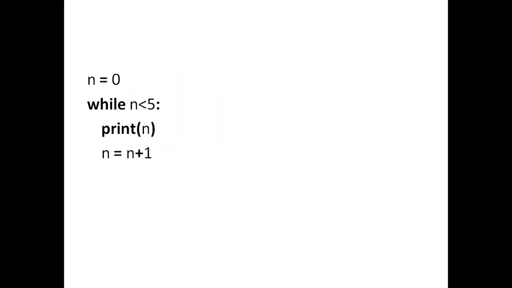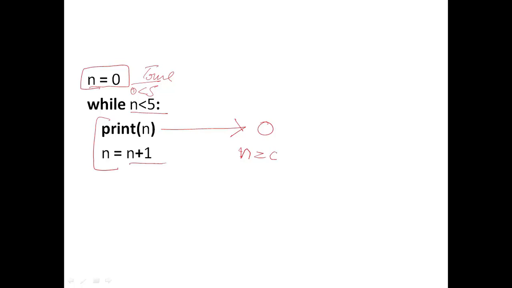In this case I am taking a value of n which is initialized to 0, and we first check whether n is less than 5, that means 0 is less than 5. So this is a true condition. So we will execute the statements inside the while loop, that means these two statements. I will print the value of n first, which is 0. Then I will update the value of n, that is n equals n plus 1. That means n becomes 0 plus 1, so its value is 1.